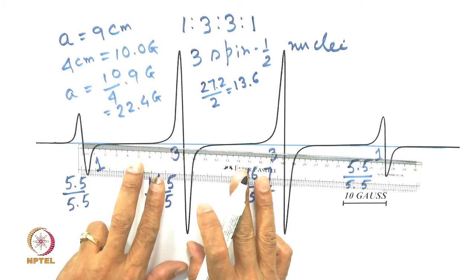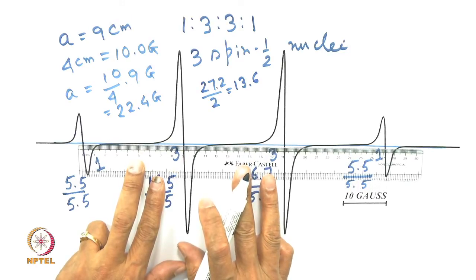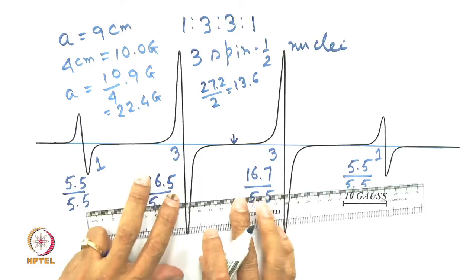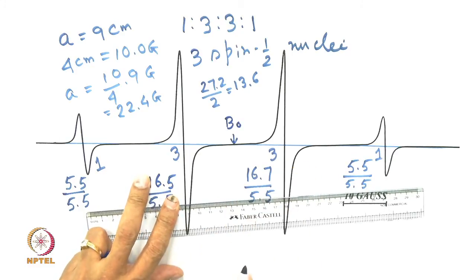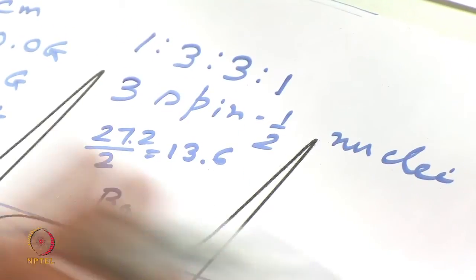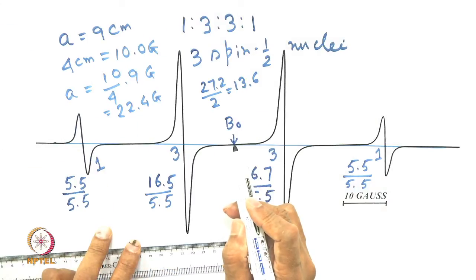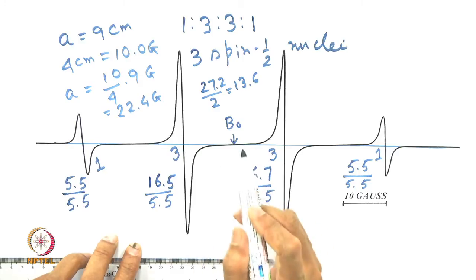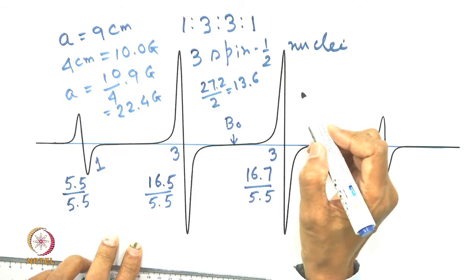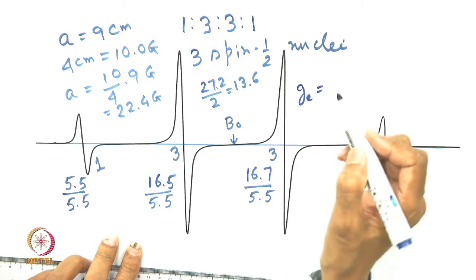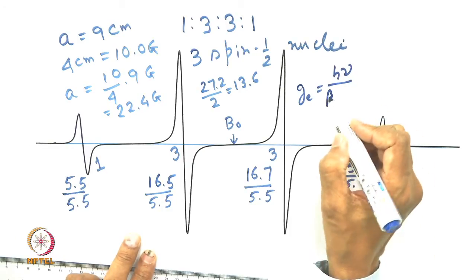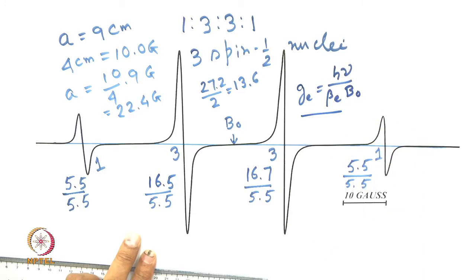So, let us find this point here, 13.6 corresponds to this place. So, this is my B0, the center of the magnetic field. If I knew the magnetic field axis, I can measure the magnetic field value for this position of the spectrum, and if I know the frequency of the microwave which was used to record the spectrum, the G value of electron will be h nu by beta E B0. That is it. So, we get all the information about the spectrum.